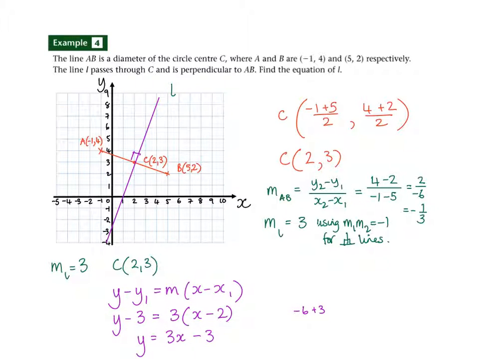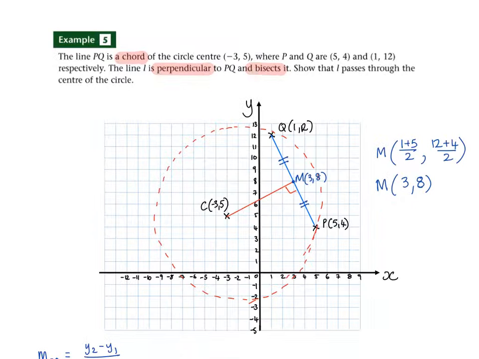Another example on perpendicular lines, which was from C1. Then we looked at a chord and a radius, and the key thing about this is that a chord and a radius always meet at right angles, always. So that's one property that we're going to use today as well.